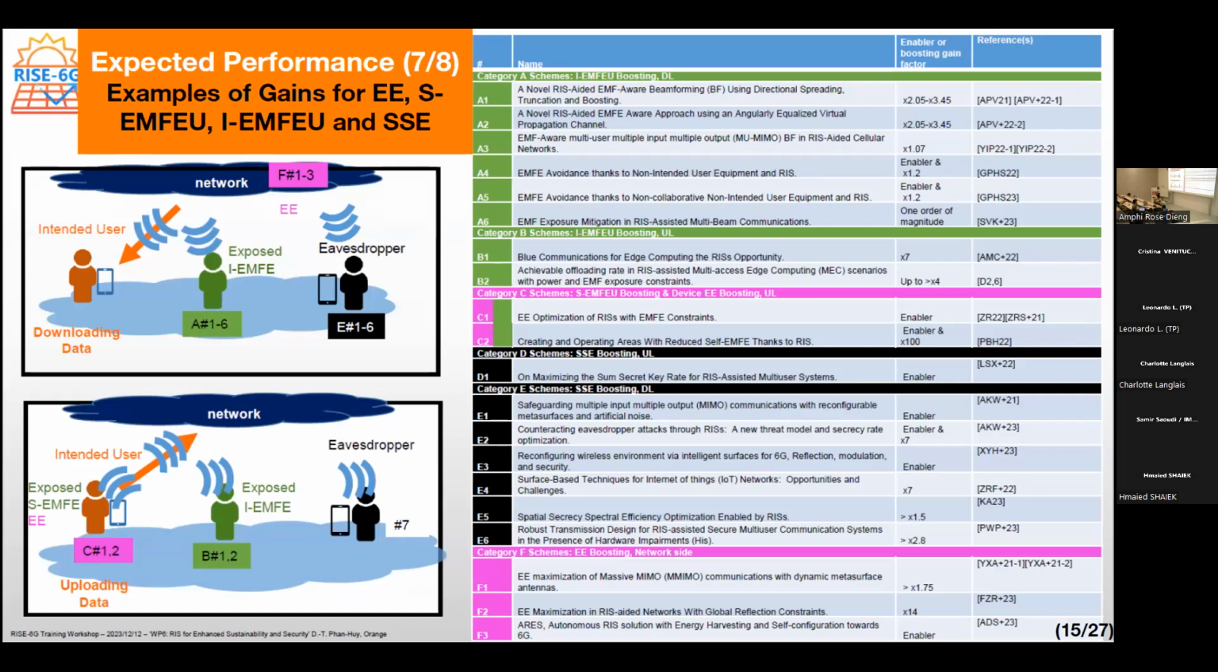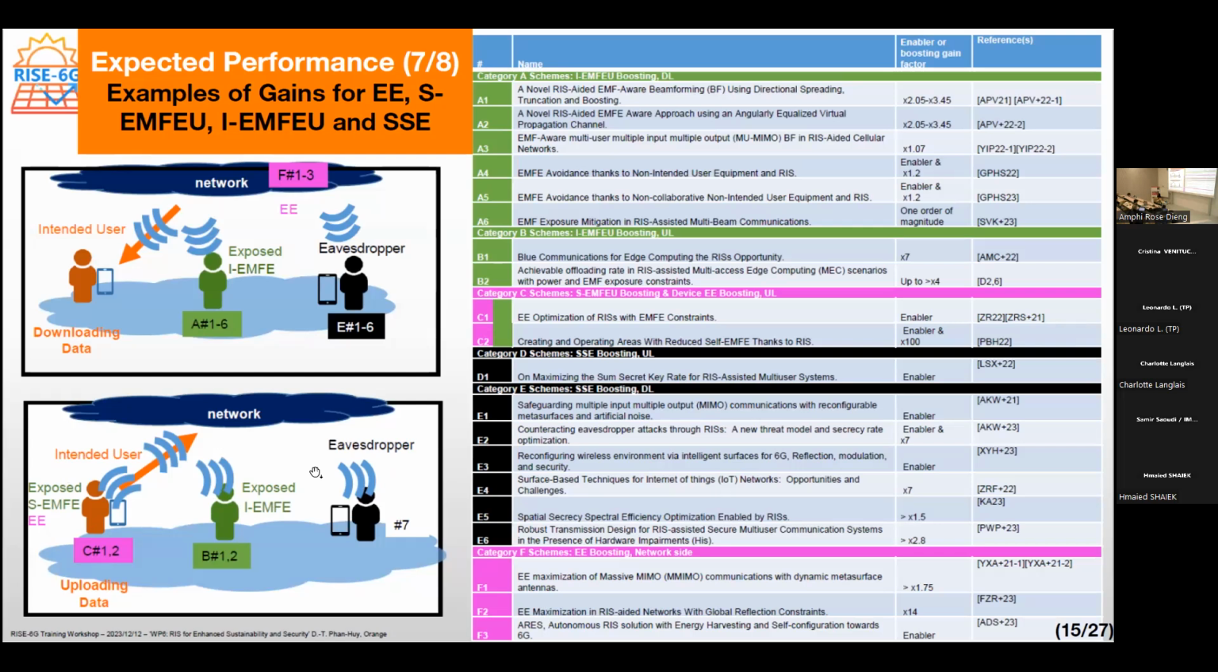So we went through all our use cases, all these schemes. So here is a sub-selection of 20 schemes that are focused on energy efficiency boosting, security boosting, and EMF exposure avoidance. It is to say providing high data rate with low exposure to non-intended users. So here we have tested that in downlink and uplink. In the downlink, the aim is to provide data rate to an intended user and to avoid exposing someone else, or to avoid eavesdropping. And in the uplink, it's to upload data to the network whilst avoiding exposing the customer to their own wave, exposing other users, or helping eavesdroppers, okay?